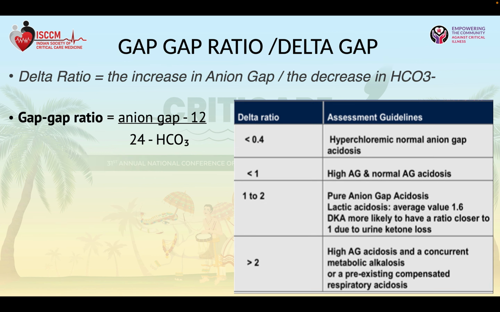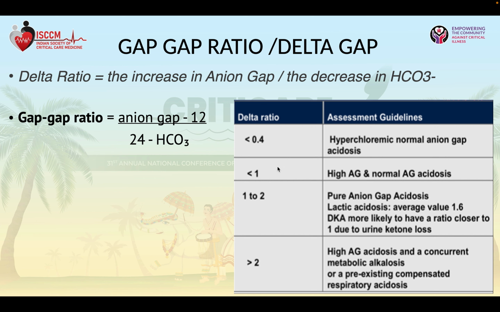Now the next step, as you may remember in our list, there is something called a delta gap, also called the gap ratio, and the formula is given by anion gap minus 12 divided by 24 minus bicarbs. So this is a simple formula, and you can just see it and remember it in your mind, how to calculate the gap ratio.